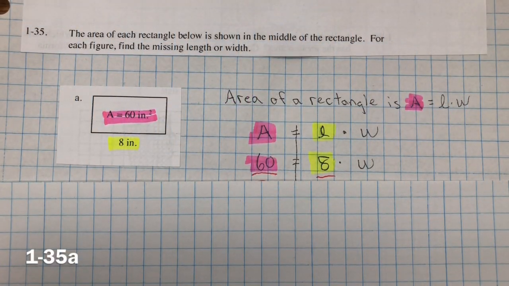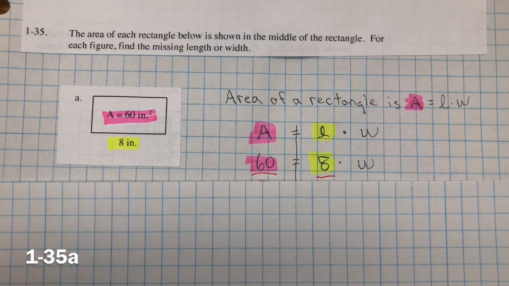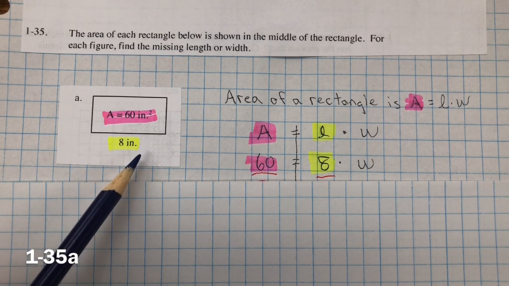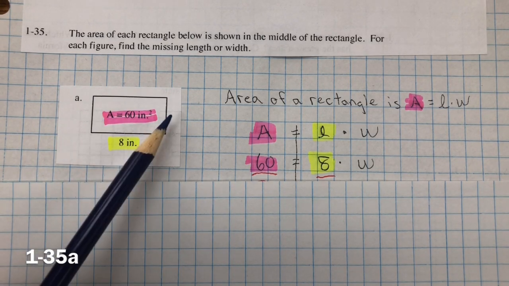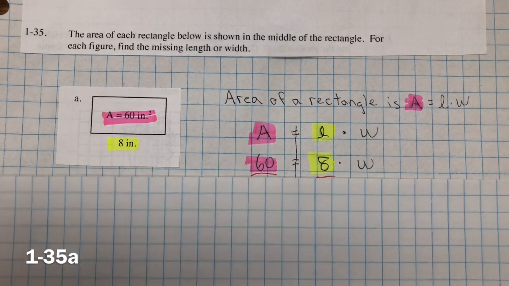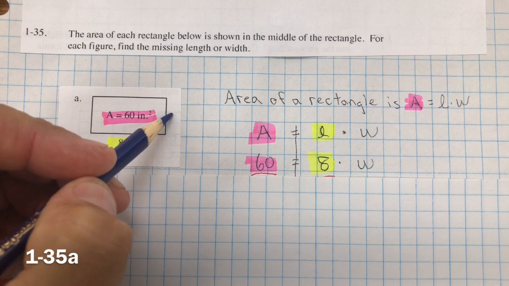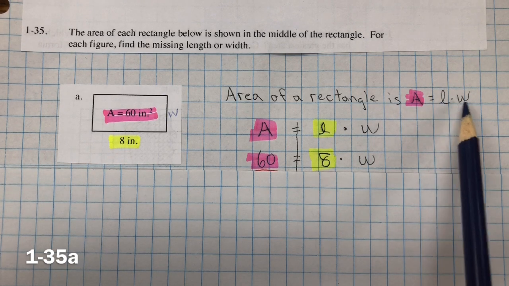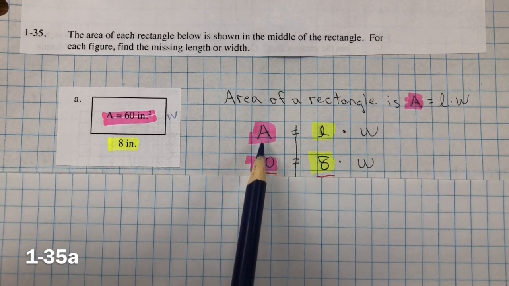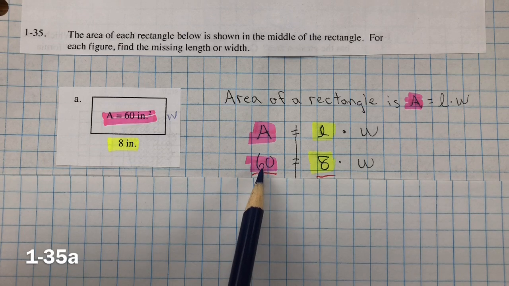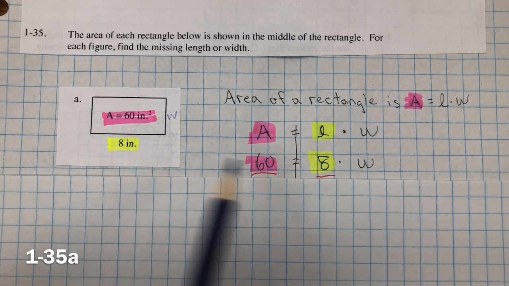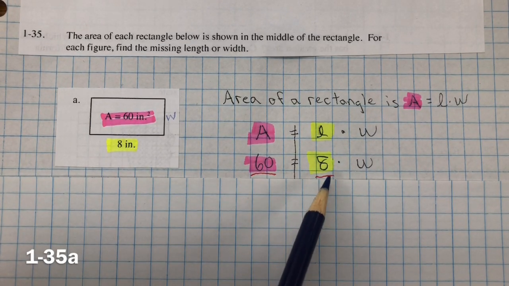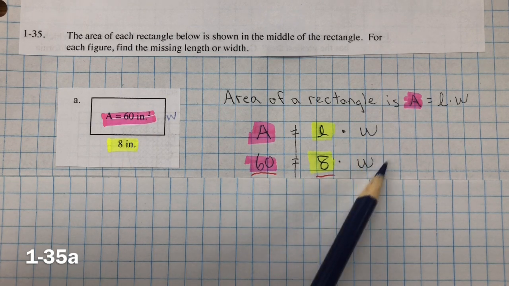For 135, the area of each rectangle below is shown in the middle of the rectangle. So here's the area. For each figure, find the missing length or width. So the length is 8, the width we don't know. So this is the unknown, so we're going to try to find the width. The area of a rectangle is length multiplied by width. So for area, we know it's 60 inches. The length is 8, the width is unknown. So now we use inverse operations to isolate this variable to find the width.